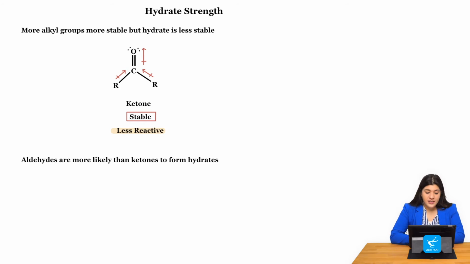Something to note is just the strength of that hydrate. So the more alkyl groups, the more stable, but that would just mean that our ketone is more stable. It doesn't mean that our hydrate is as stable. So it's kind of the opposite thinking there, where if there are more alkyl groups, that actually means that our hydrate is going to be less stable. Okay, that's the main takeaway here. Aldehydes are more likely than ketones to form hydrates. The main thought there was just aldehydes, remember, were more reactive than ketones. So those are going to form better hydrates than ketones. So aldehydes form better hydrates, ketones do not.